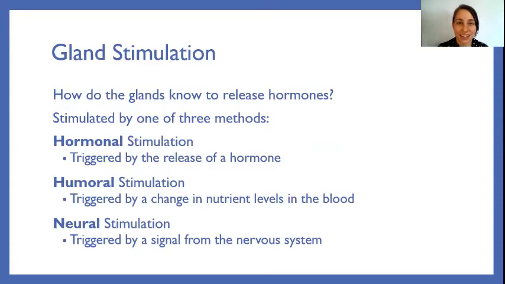Humoral stimulation is a little bit different. This is when a gland is going to be monitoring nutrient levels in the blood, and if one rises or falls, it's triggered to release its hormone to balance it. Neural stimulation is the last one. This is when a gland is triggered to release its hormone by the nervous system. So a nerve has come down, connected to that gland, and signaled it by an action potential to release its hormone. Let's look at these one by one.